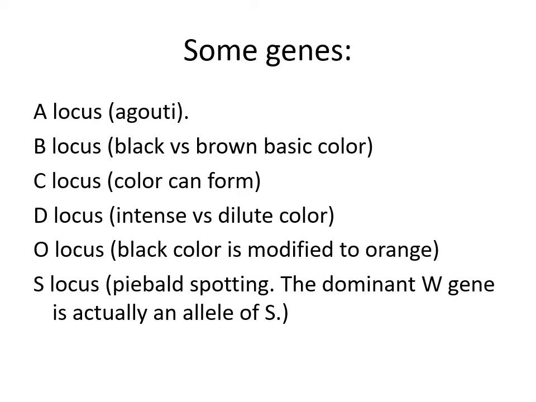D locus influences the intensity of the color. So if a cat is genetically a black cat but has little d, the color is diluted and the cat becomes gray. The O locus we've seen before, where the black color is modified to orange, and that's the one that's involved in X chromosome inactivation. Then we have the S locus, which is piebald spotting, and that is going to determine how much white color appears on a cat, which otherwise has actual colors to it. There's a dominant W gene, which was thought originally to be a different gene entirely, but that's actually a very strong allele of S, which basically obliterates all the color of the cat totally.